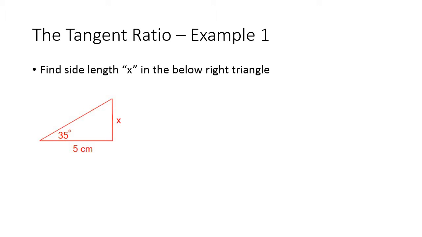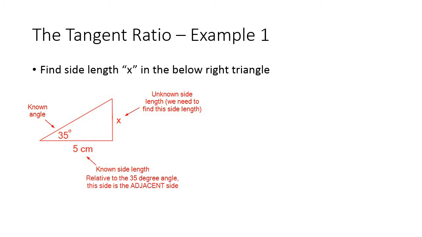So for this triangle, we have a known angle, 35 degrees. We have a known side length of 5 centimeters and an unknown side length. We need to find this side length x. Relative to the 35 degree angle, this 5 centimeter side length is called the adjacent side. And relative to that same 35 degree angle, this side length x is the opposite side.